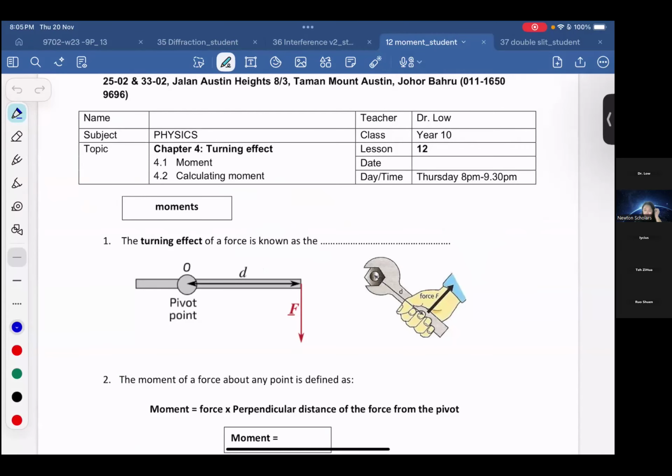Okay, boys and girls, today new topic talking about turning effect. We call it as moment. Turning effect we call it as moment. Year 9 we already learned about this. So right now we'll learn much more challenging questions. We use this concept to solve more challenging questions in our Year 10.